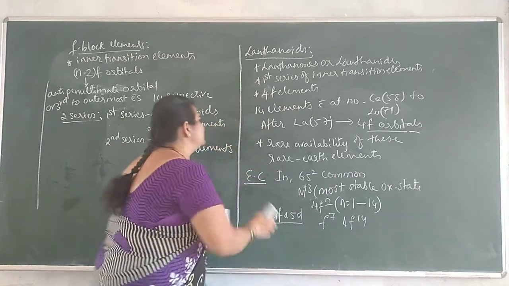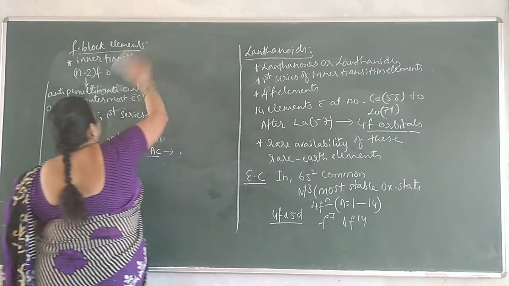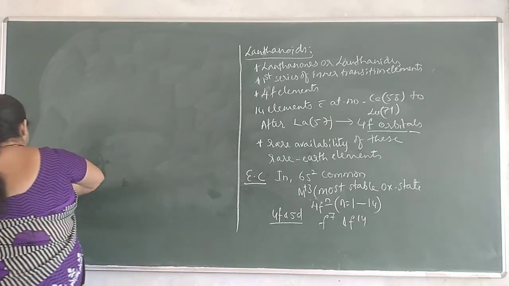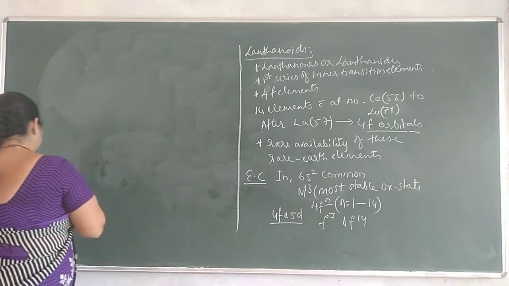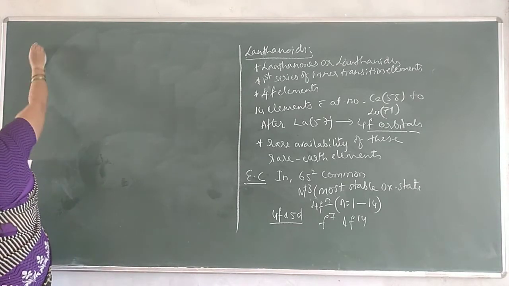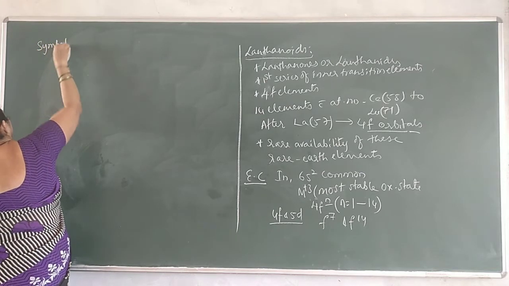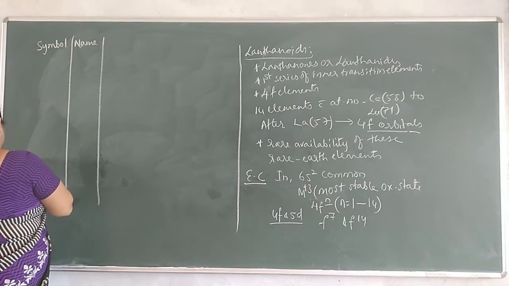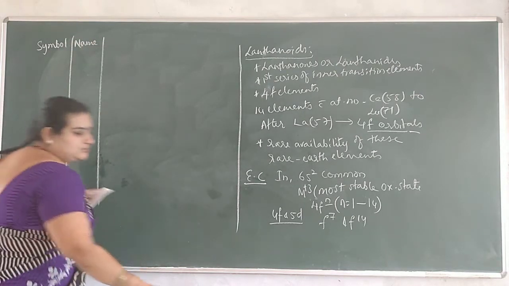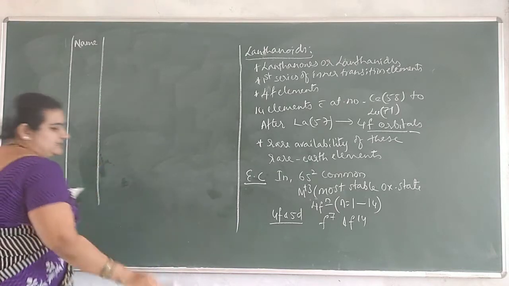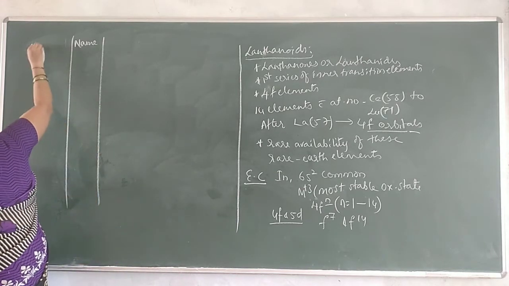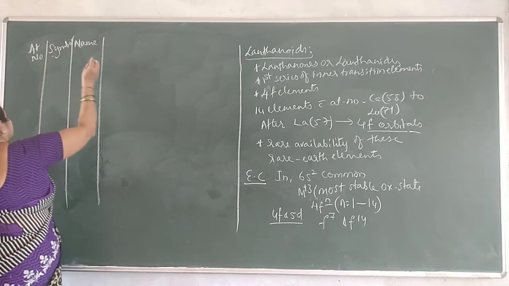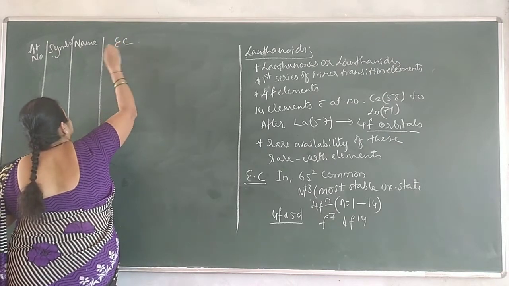Now I will give you the electronic configuration of lanthanoids. Just note it down. Symbol, name, then atomic number. Before the symbol, I will write another column, that is atomic number, then symbol, then name, then electronic configuration.